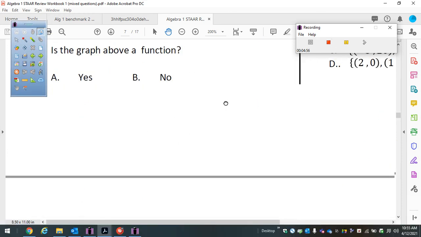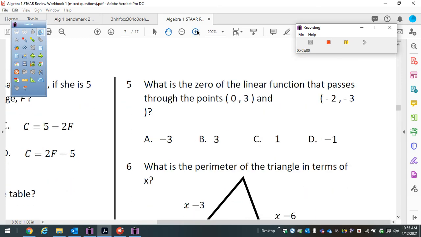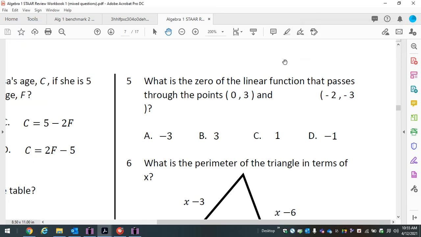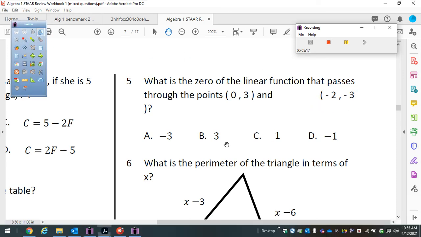Let me see what this is asking. What is the zero of a linear function that passes through this and this? What is your zero? Okay, so you see that? That's this in spreadsheets, guys, right there. And then menu 4, 1, 3, and then graph it, and let's look where it crosses. So move this over.